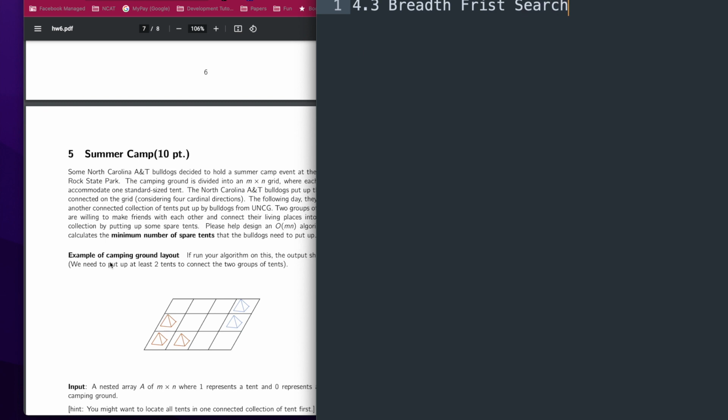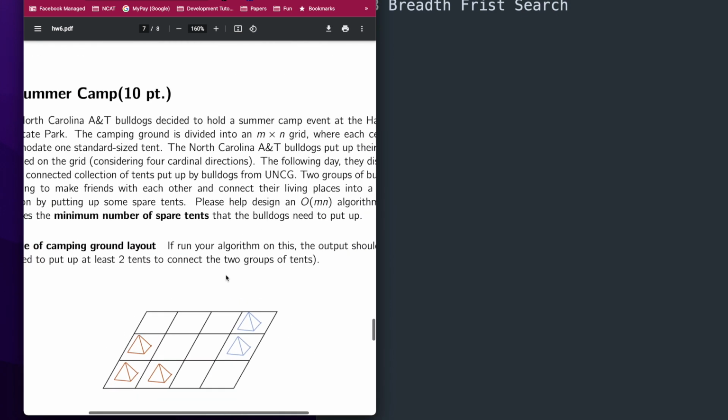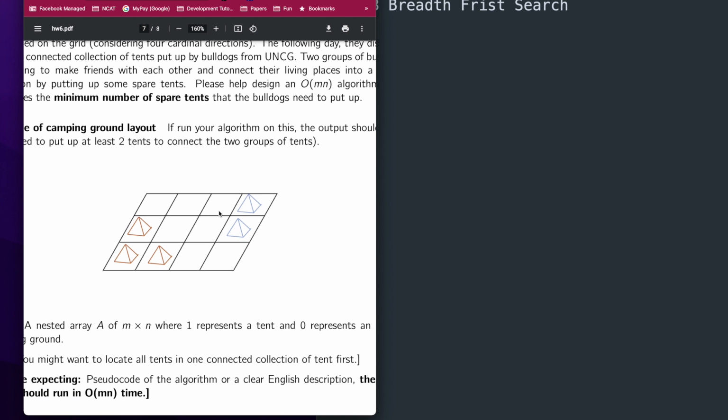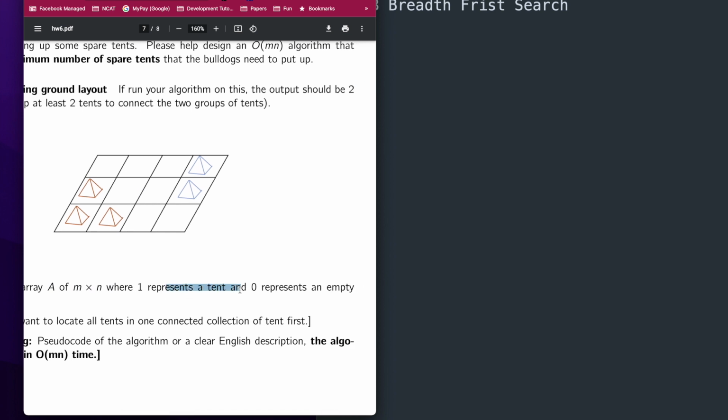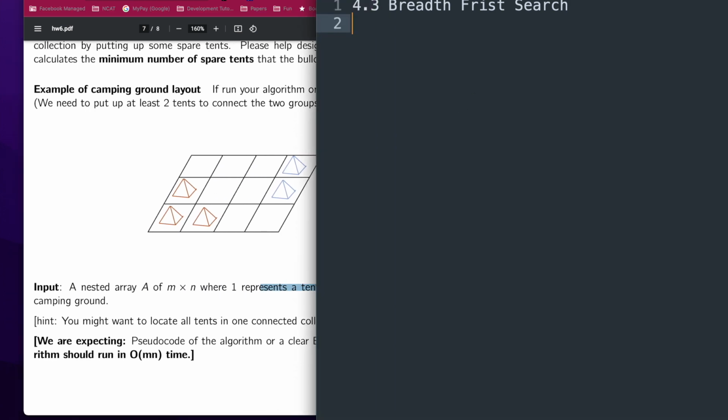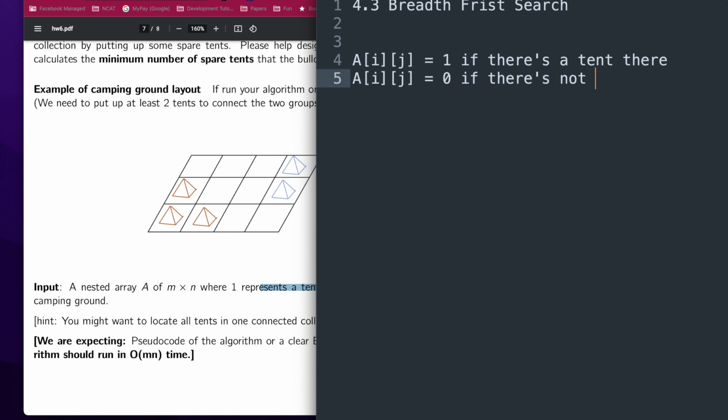Essentially what we're being asked here is, we are in a campground and there are going to be 2 groups of tents. There are exactly 2 groups. You don't need to worry about extra groups. We are given an M by N matrix A where 1 represents a tent and 0 represents an empty camping ground. So Aij is going to be 1 if there's a tent there, and Aij is going to be 0 if there's not a tent there.